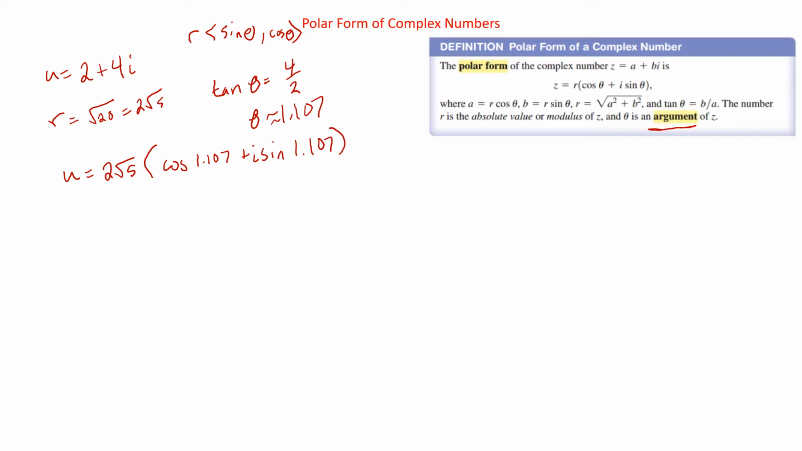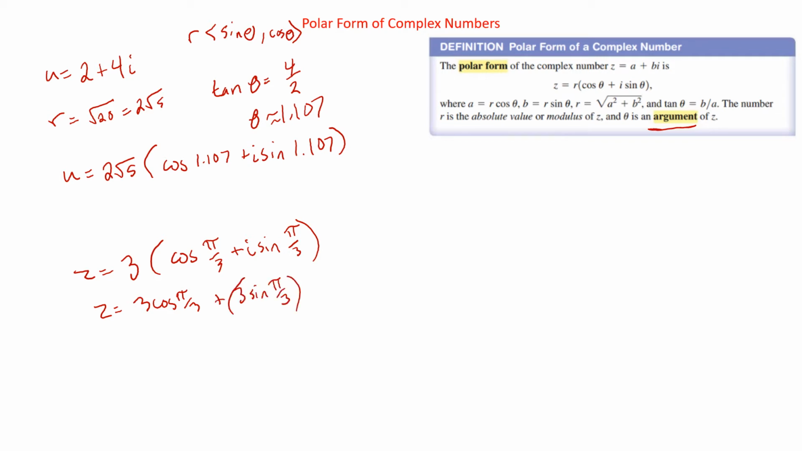If we had something in polar form, we wanted to get it back to rectangular form. Let's say z equals 3 times cosine of, say, pi over 3 plus i sine pi over 3. We're just going to multiply this through. Z equals 3 cosine pi over 3. Remember that cosine pi over 3 is just a number. Plus 3 sine pi over 3 times i.